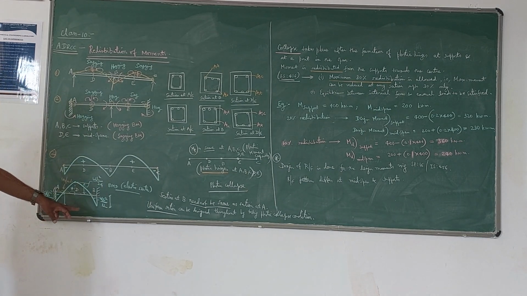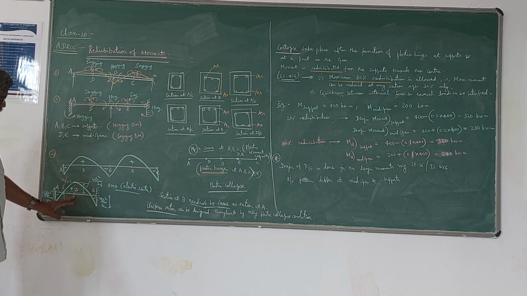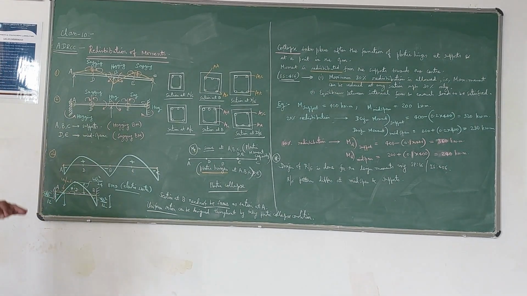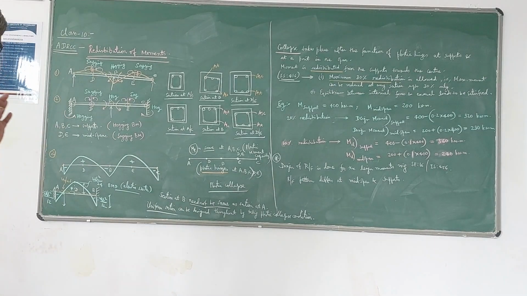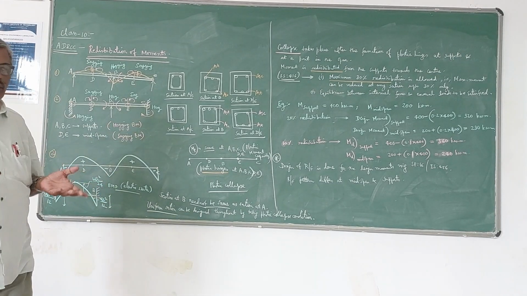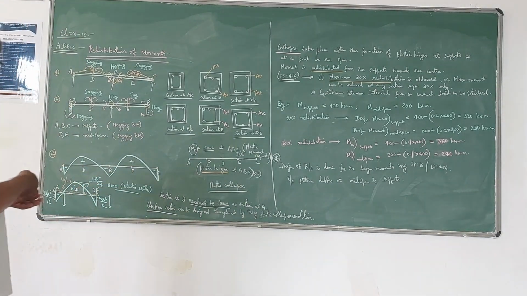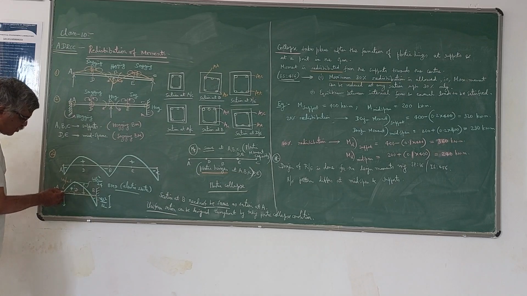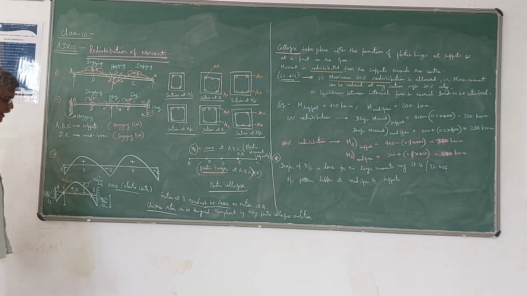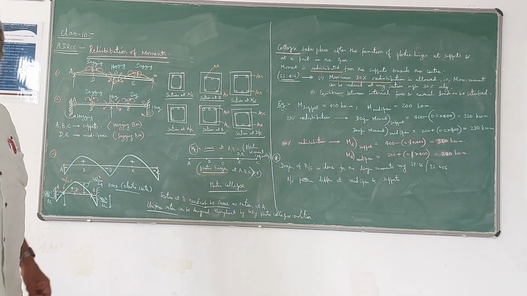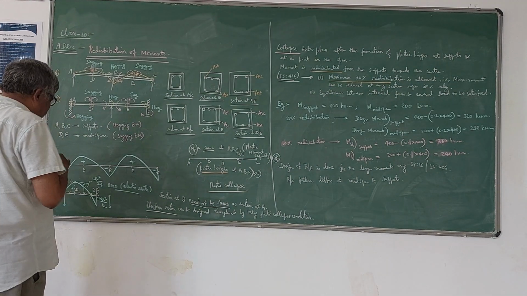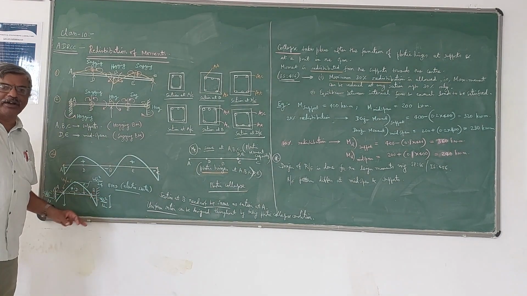That means you can observe here that the sagging bending moment at the midspan is half of the hogging bending moment at the supports. That means the moment is not uniform throughout. So irrespective of nature, whether it is positive or negative, the bending moment value differs from section to section, and these two points are the points of contraflexure, where bending moment is zero. That means we cannot provide different sections at different points according to the moment.